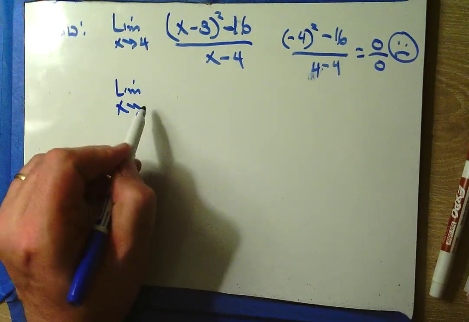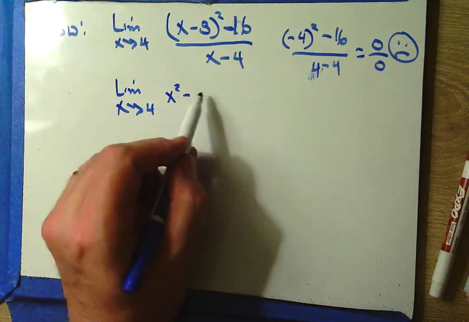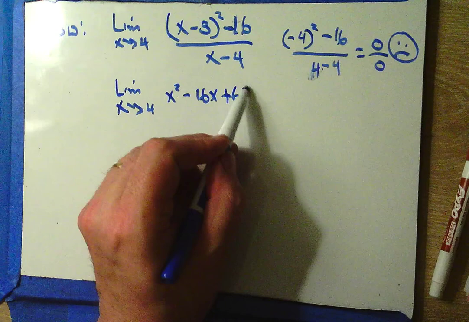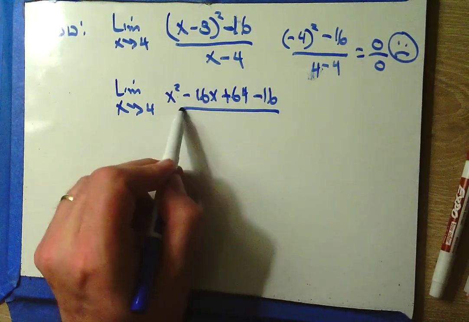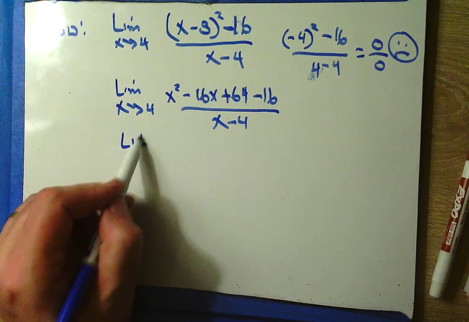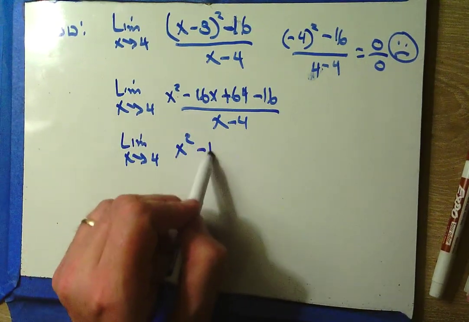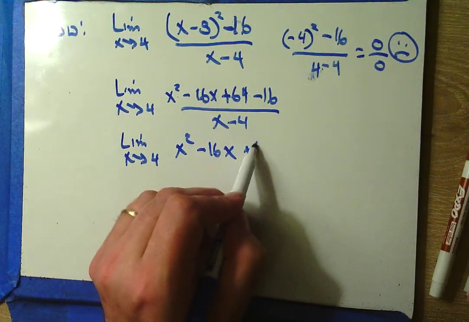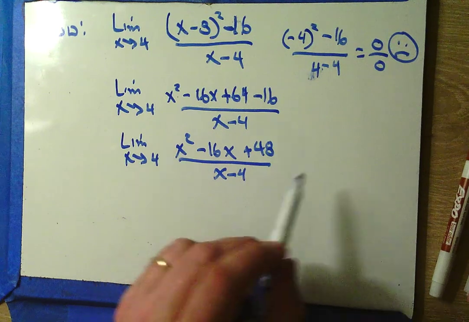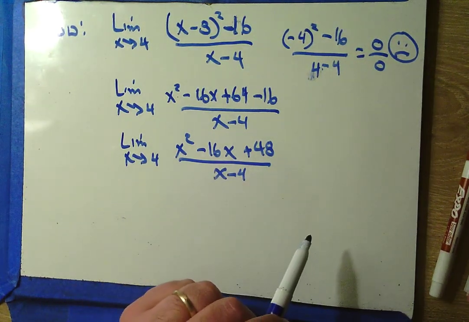All right, so let's do some algebraic manipulation. We're going to FOIL up here and have x squared minus 16x plus 64 minus 16 over x minus 4. And if we combine like terms in the numerator, we'll have x squared minus 16x plus 48 over x minus 4. So does this factor? I hope so.